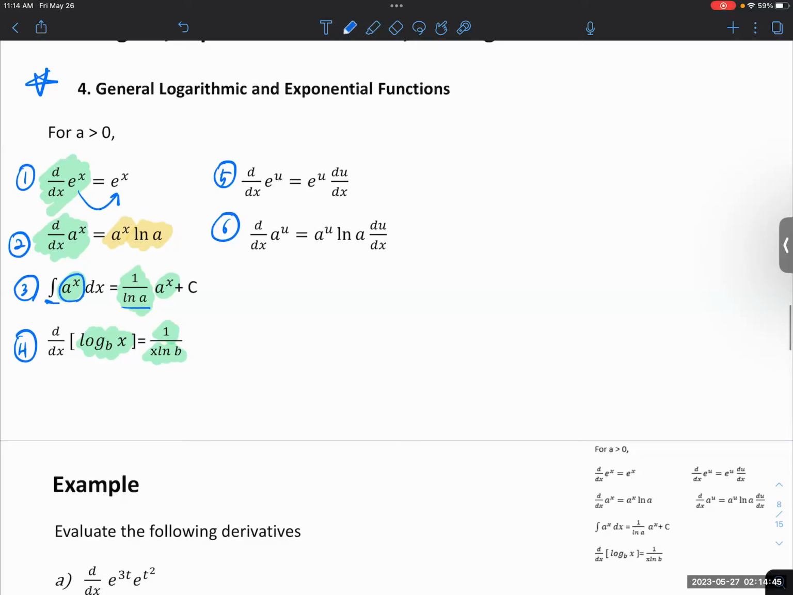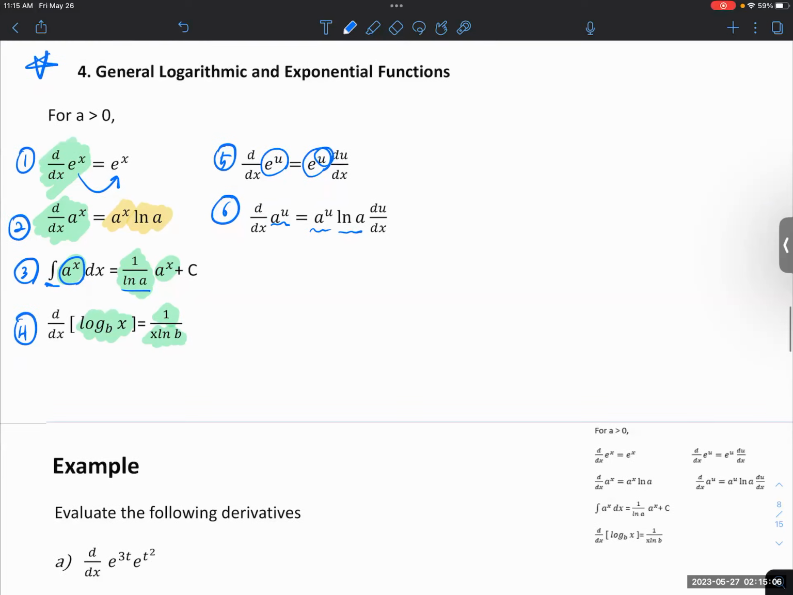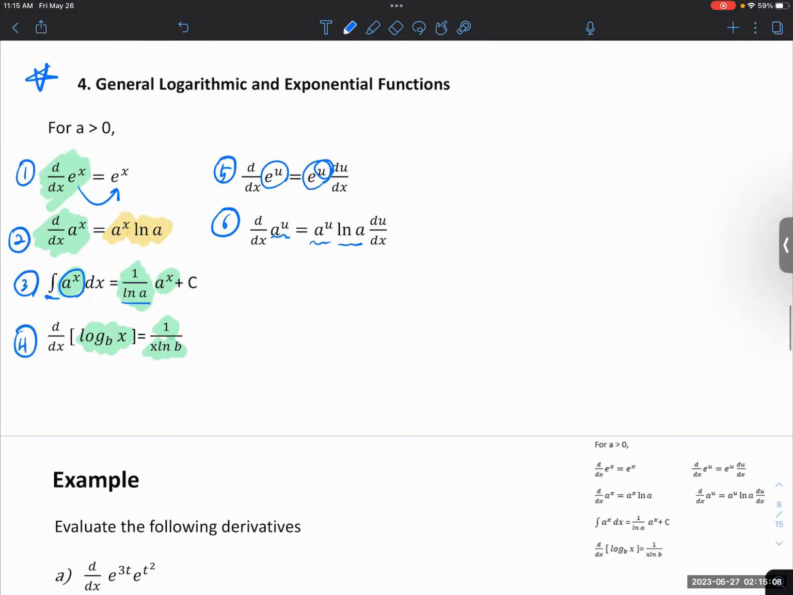Sometimes you will see the sum, but that's okay. e to the u is always the same, e to the u, and then you take the derivative of the inside function. Then a to the u will be a to the u times ln a. This is something new, not part of pre-calculus or calculus 1. So this is going to be given in your table.